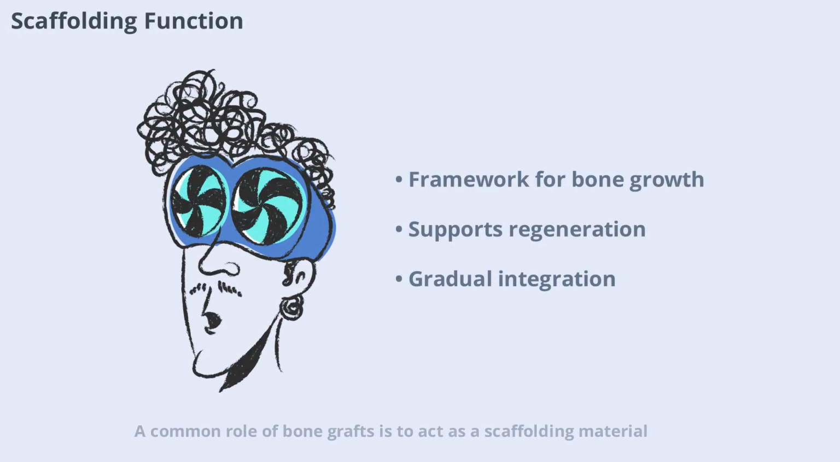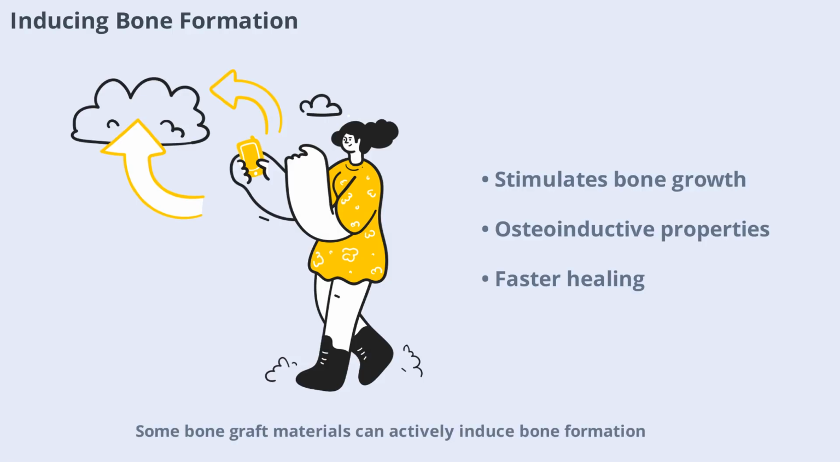A common role of bone grafts is to act as a scaffolding material. This means the graft provides a framework for the patient's own bone cells to grow and regenerate new bone tissue. The scaffold supports the healing process and gradually becomes integrated with the host bone, eventually being replaced by natural bone over time.